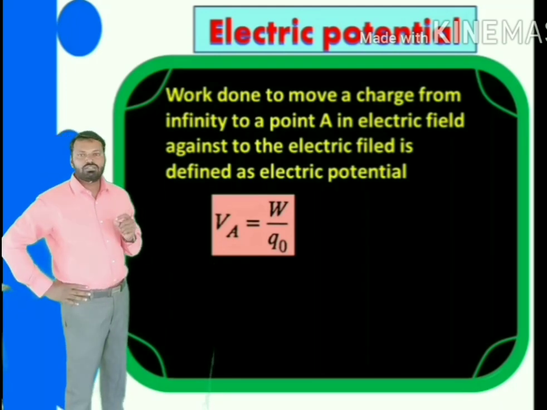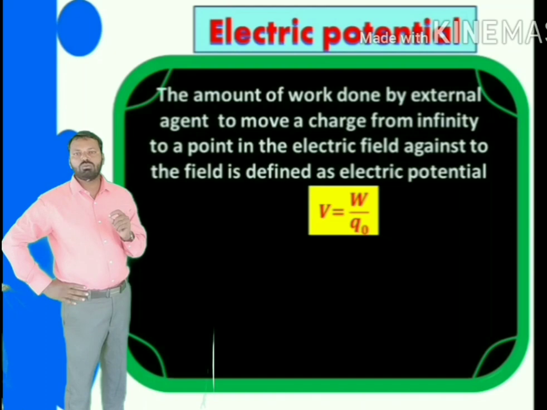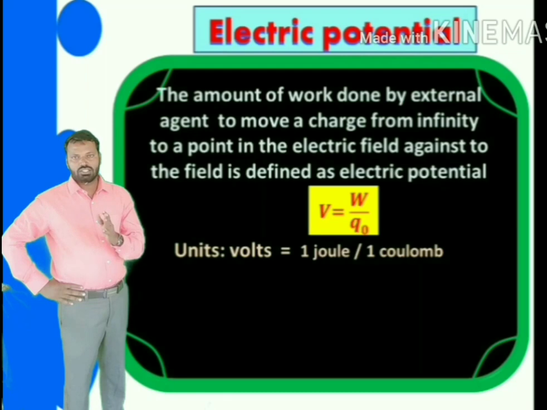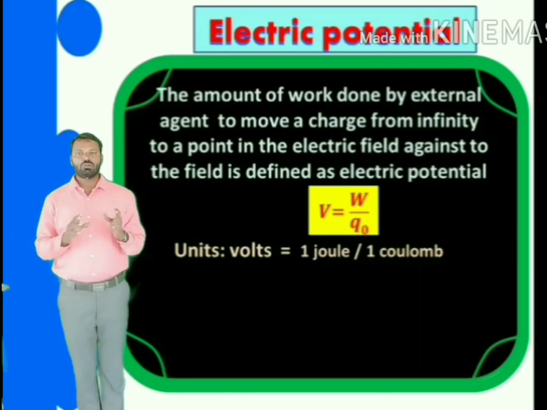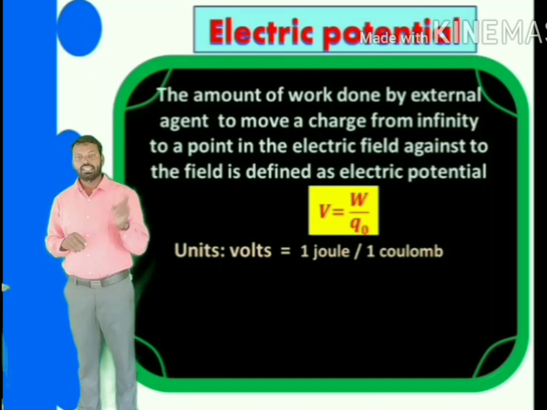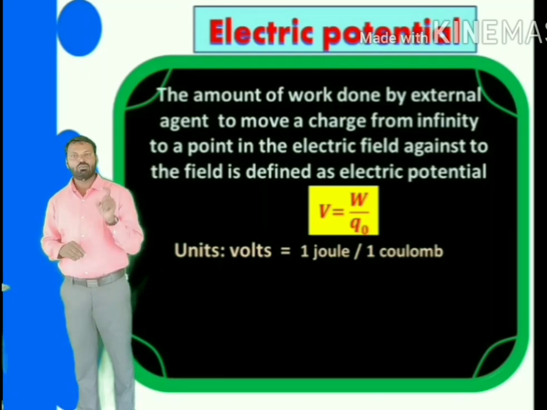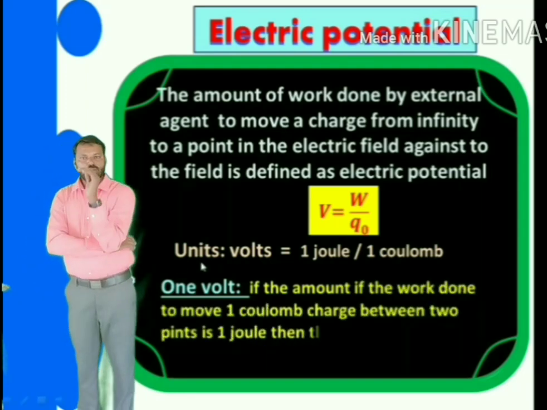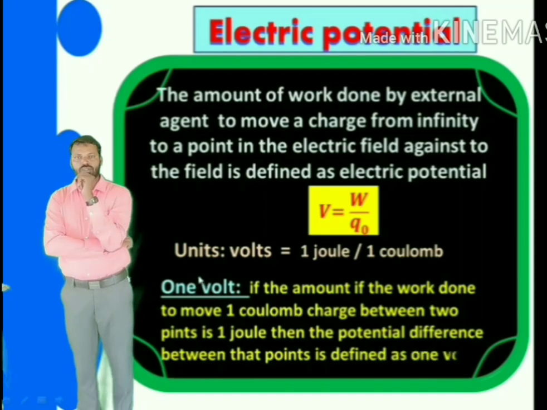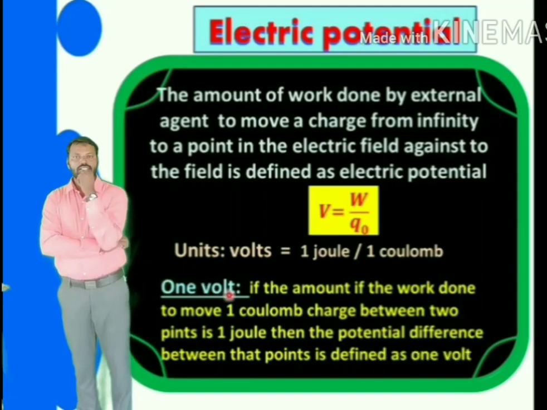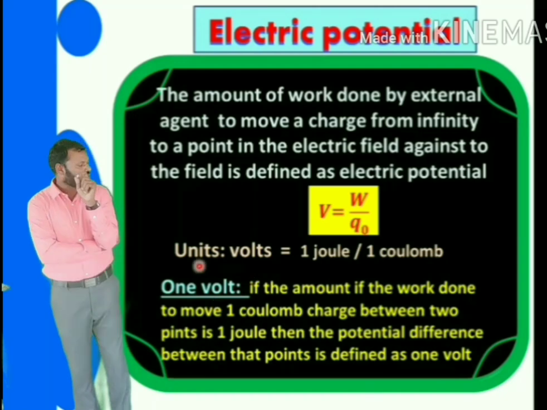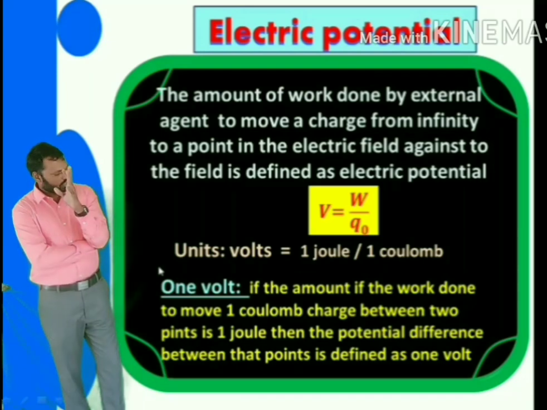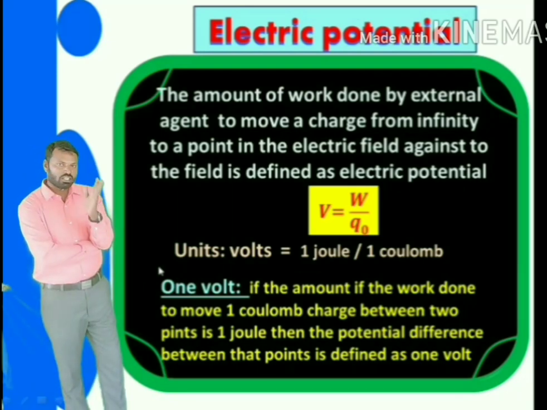The units for electric potential are joule per coulomb. W is work, which is measured in joules, and Q0 is charge, which is measured in coulombs. So joule per coulomb. In another way, generally we measure electric potential in volts. 1 volt is equal to 1 joule per 1 coulomb. Volt can also be defined as: if the amount of work done to move 1 coulomb charge between 2 points is 1 joule, then the potential difference between the 2 points is 1 volt.